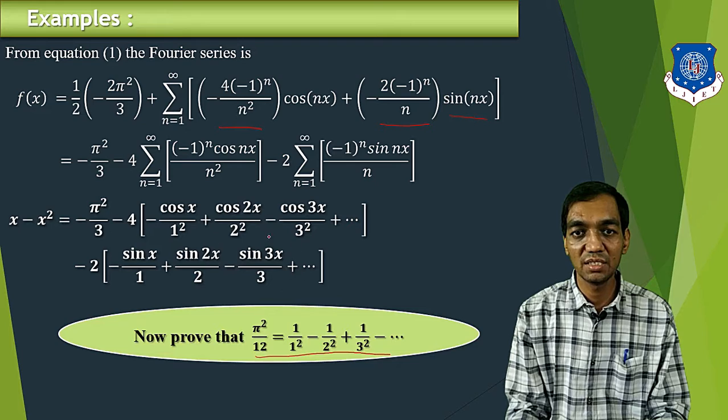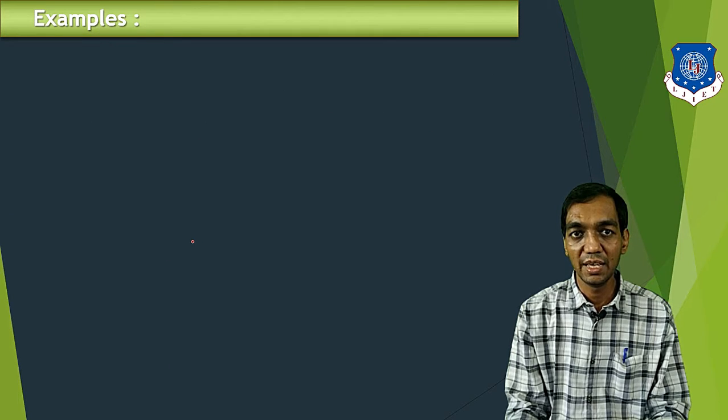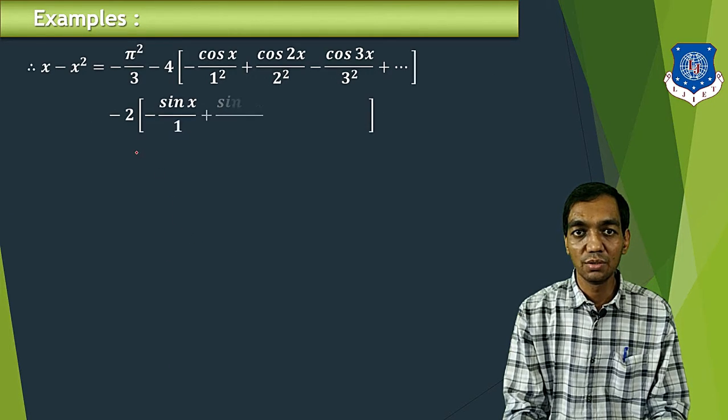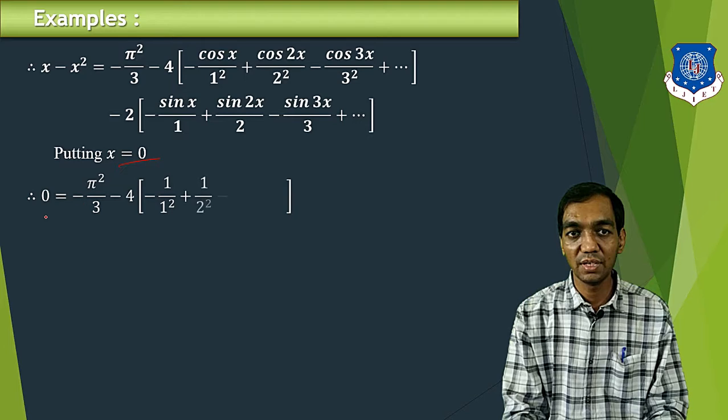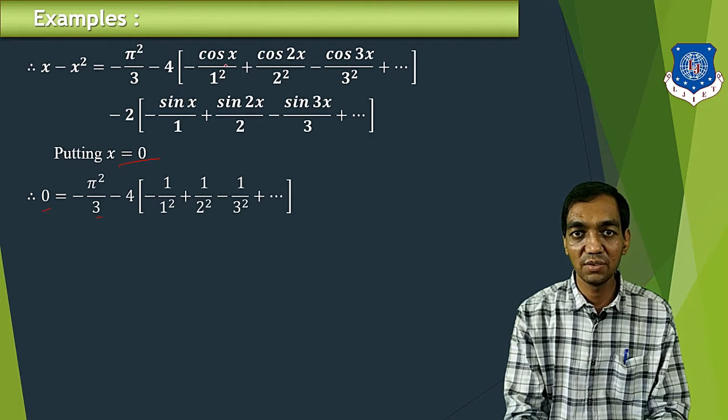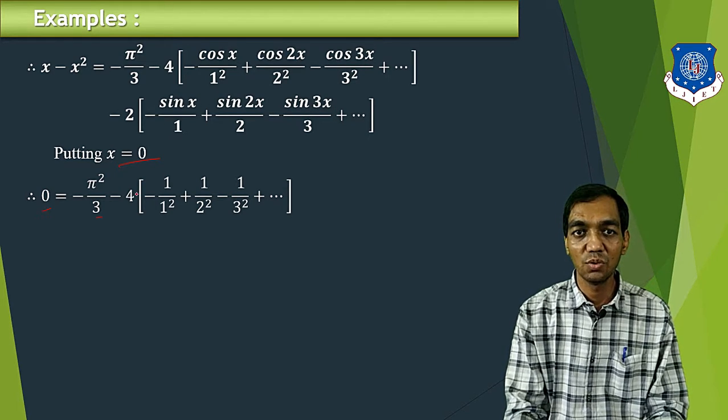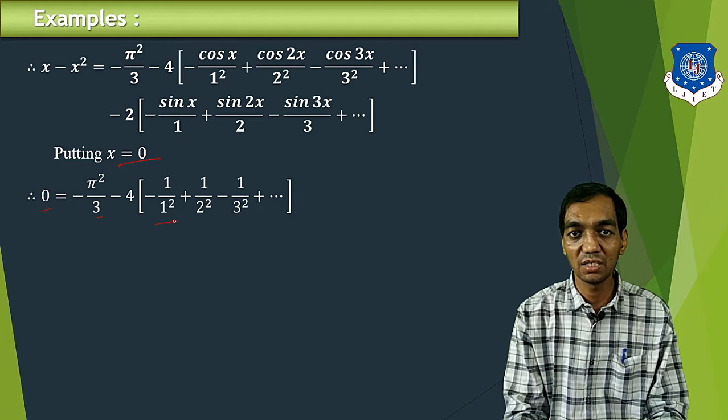So see, you have to make these terms 0. And here the alternating sign is already there. So we are going to directly substitute x is equal to 0. Correct? So we put x is equal to 0 and that will give you the left hand side 0 is equal to minus pi square by 3. Cos 0 has a value 1 and sin 0 has a value 0. So you will have minus 4 into the bracket minus 1 upon 1 square plus 1 upon 2 square minus 1 upon 3 square and so on.